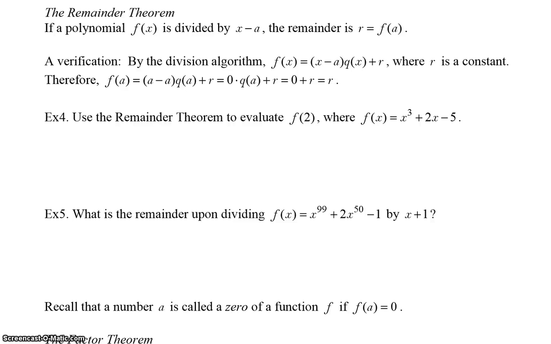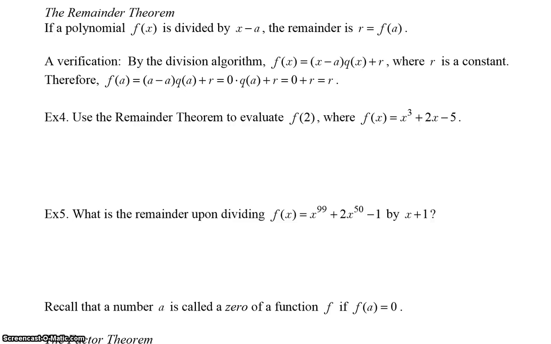Well, if x is a, then you get a minus a times q of a plus r, but a minus a is 0, so 0 times q of a is going to be 0, and it doesn't matter what q of a is equal to. So we get 0 plus r equals r. In other words, f of a equals the remainder r. So the remainder, upon doing synthetic division by x minus a, is always f of a.